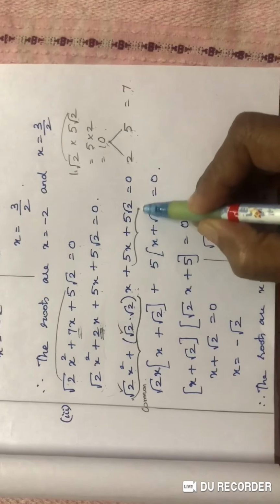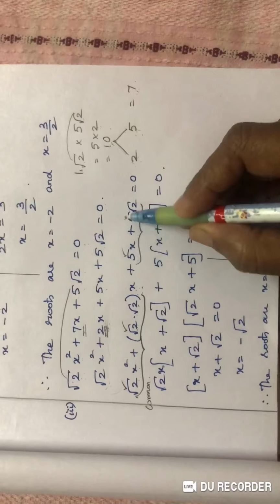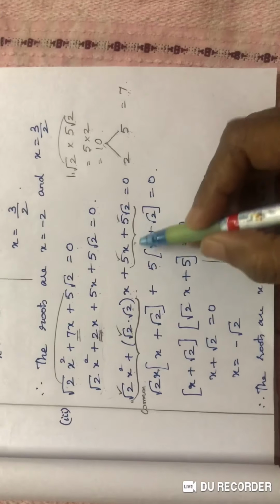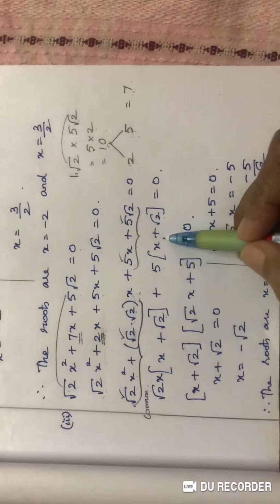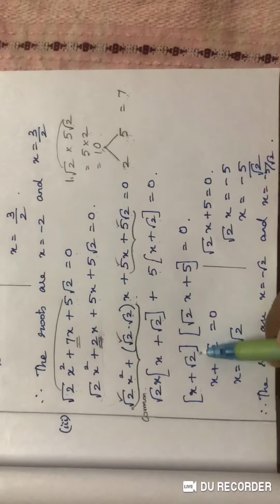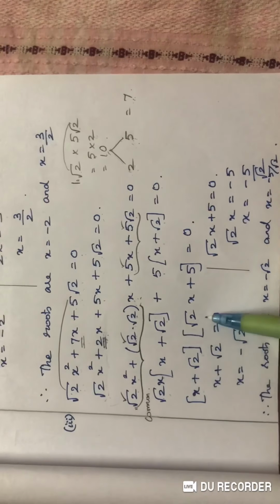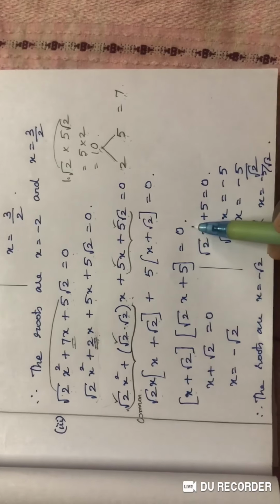From the next two terms, I can take 5 as common. So if I am taking 5 as common, what are the terms left out? x plus root 2 equal to 0. Now x plus root 2, here x plus root 2, I can write it as common. So what are the terms left out is root 2x plus 5 equal to 0.